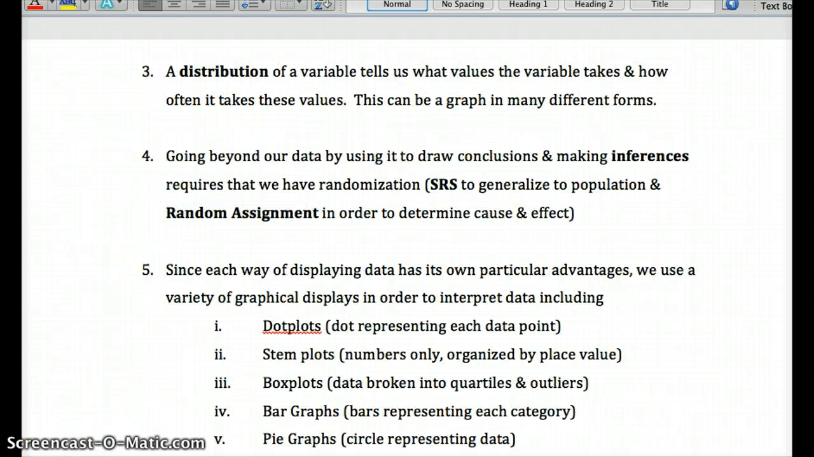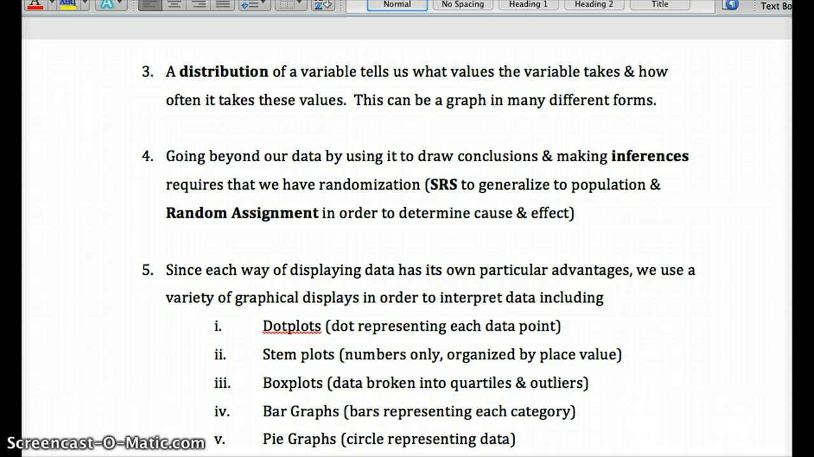So a distribution of a variable tells us what values it takes and how often it takes them. You might just call it a graph. It can take many different forms. We're going to be using the word distribution throughout the year, so it tells us about the values that a variable takes and how often, or how much frequency, it takes them with. So that's what we're talking about with the distribution.